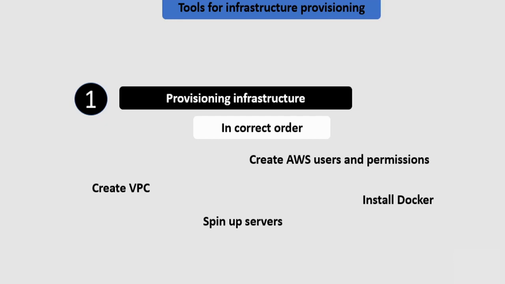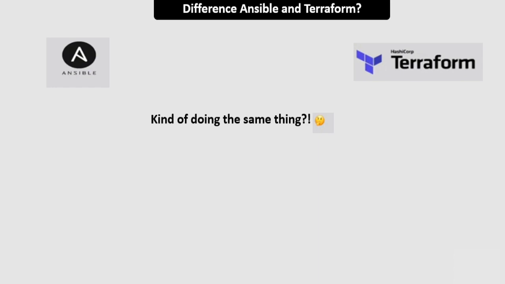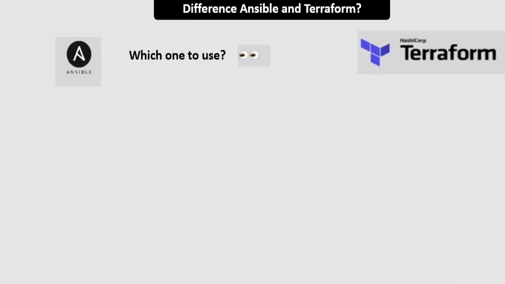Now here I must mention something that a lot of people ask when it comes to Terraform, and that is, what's the difference between Ansible and Terraform? Because they seem to be doing the same thing, especially if you read the official definitions or official documentation. They sound like the same tools. So the question is pretty logical. What's the difference between them and which one should I use for my project? So let's see the similarities and the differences between these two tools.